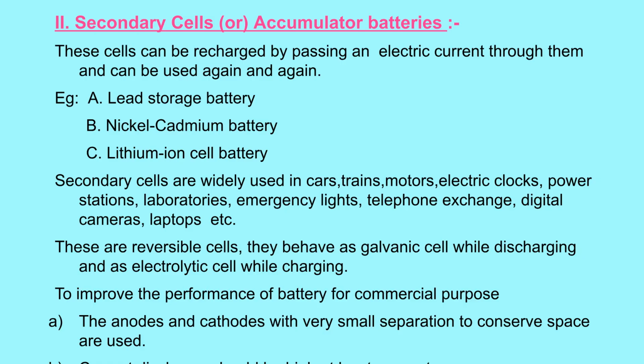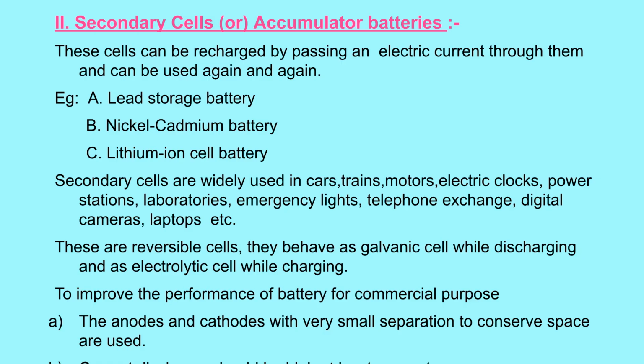Secondary cells or accumulator batteries are rechargeable and can be reused repeatedly. Examples include lead-acid, nickel-cadmium, and lithium-ion batteries. They are widely used in cars, power stations, and emergency lights. They act as galvanic cells when discharging and electrolytic cells when charging.